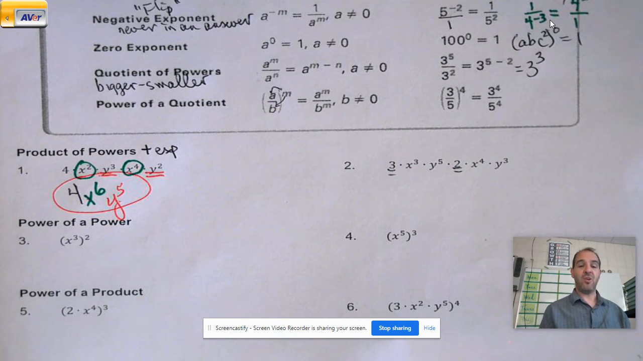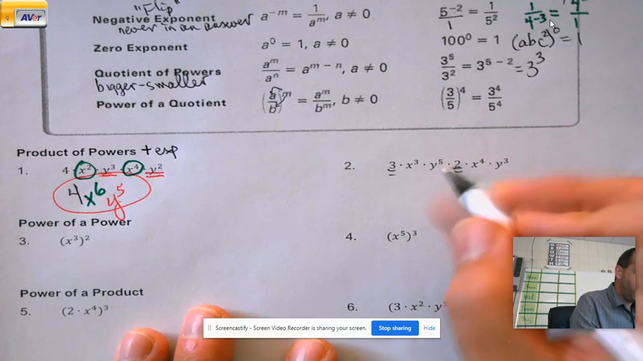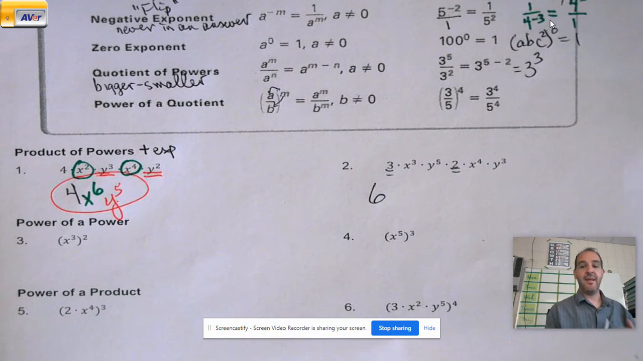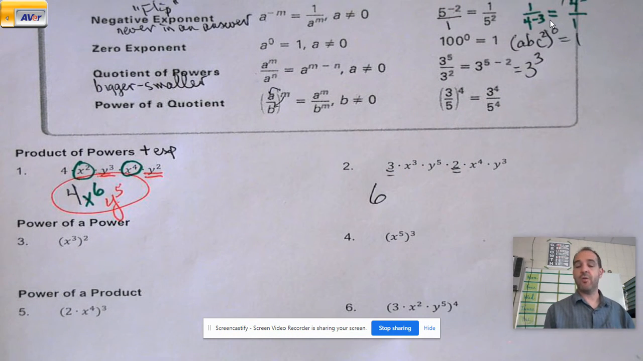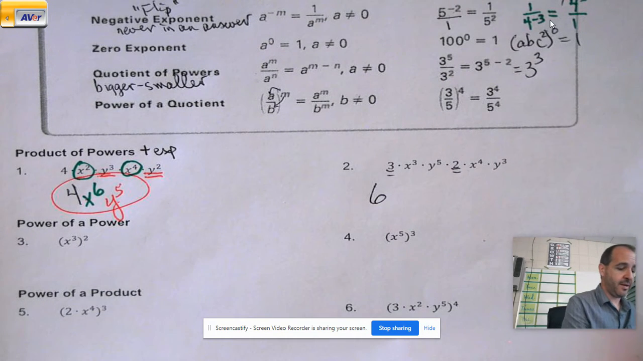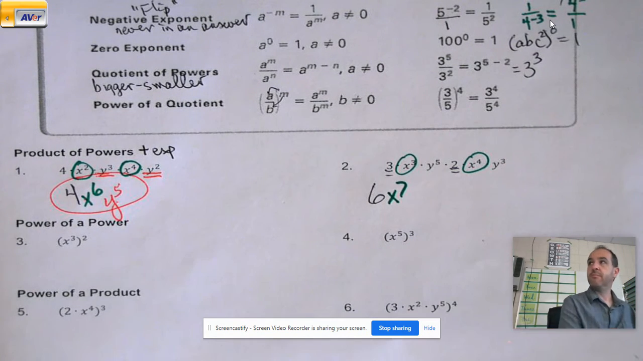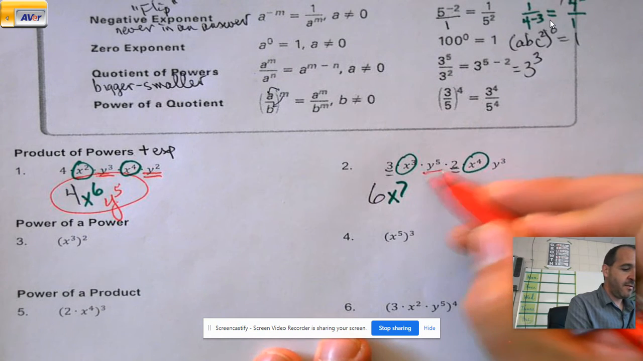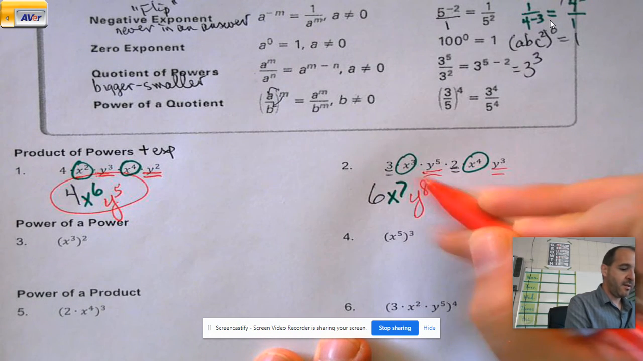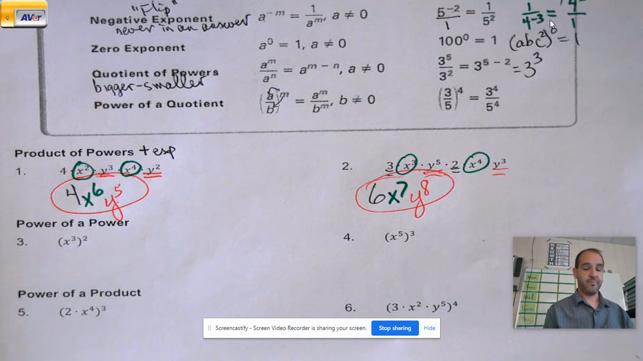So again, if I were you, pause me here for a minute, try out number 2, and then unpause me to see how this goes. All right. Here we go on number 2. 3 times 2 is 6, because again, 3 and 2 coefficients are not exponents. Do not use the exponent rules and add them, okay? Different set of circumstances. X's, 3 plus 4 is 7. Y's, 5 plus 3 is 8. And we're in business, okay? Not bad, just got to get used to them a little bit.